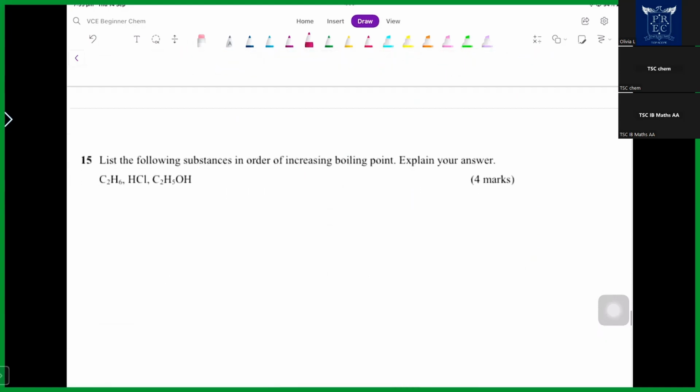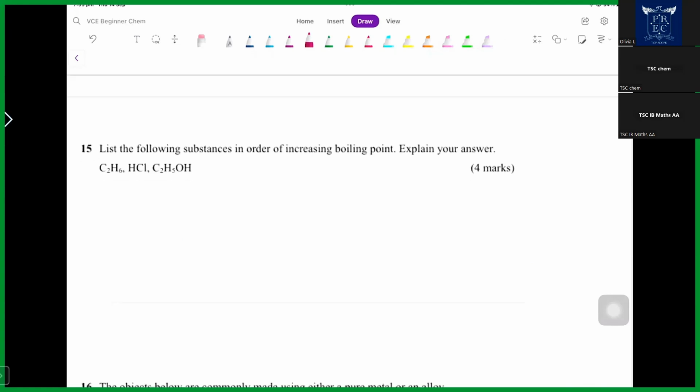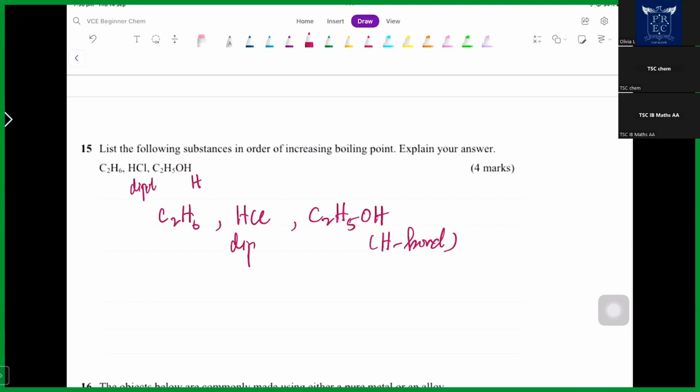List the following substances in order of increasing boiling point. This one is hydrogen bonding. This one is dipole. So they say in order of increasing boiling points, it should be C2H6, and then C2H5OH, because this is hydrogen bonding. This one is permanent dipole. This one is dispersion. But please write down in text, okay? I'm just quickly looking at this.